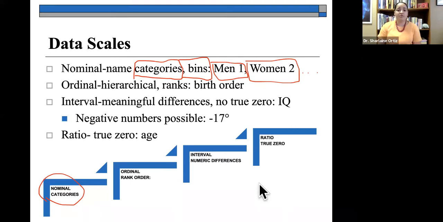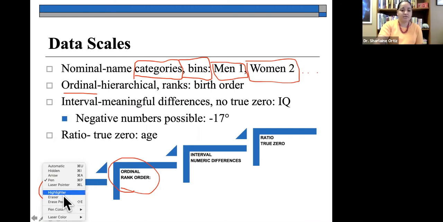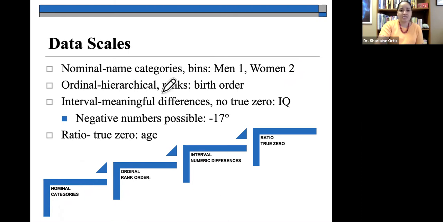Now, in keeping with our review, let's talk about ordinal scales. In this regard, what we are thinking about is some sort of hierarchy, some sort of rank. Now, a good example of that would be the birth order, whether you're the first, second, or third child in your family.